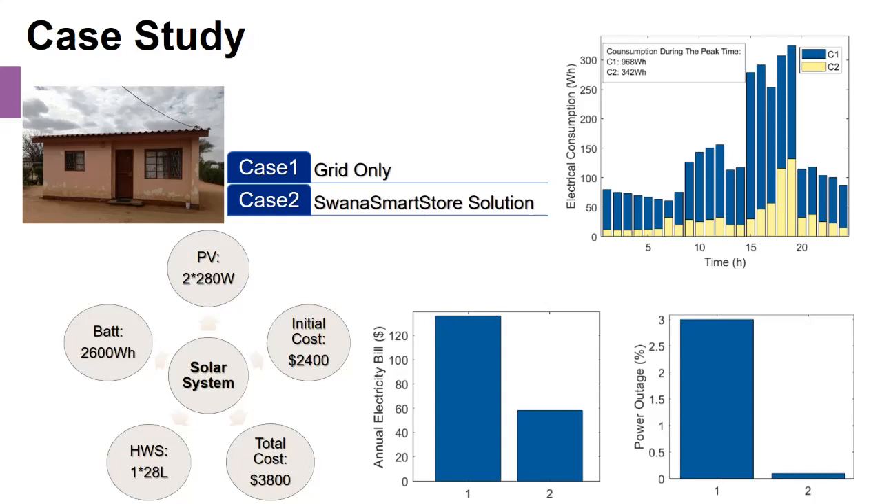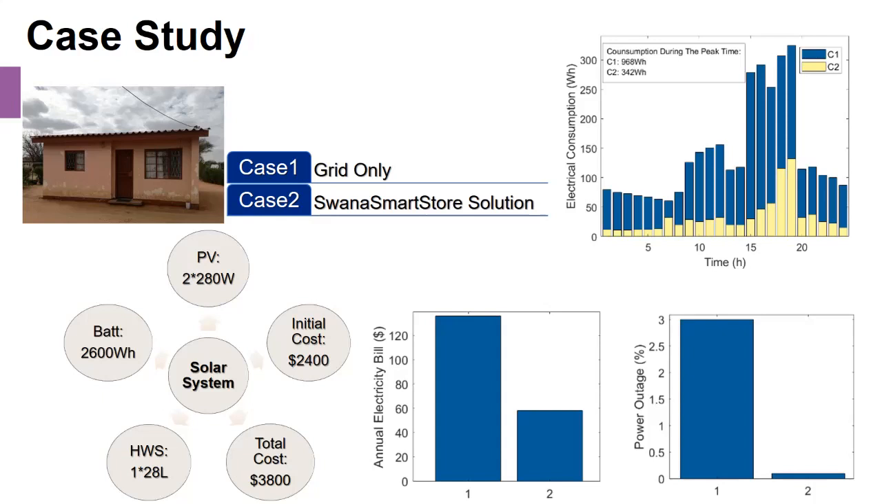We have designed the system based on the customer's information and restrictions, and you can see the optimal size and system cost of the case study in the bottom left graph. As you can see, the standard size of PV is 2 panels, battery is 2600 watt hour, and one solar collector with 28 liter capacity to supply the hot water demands.